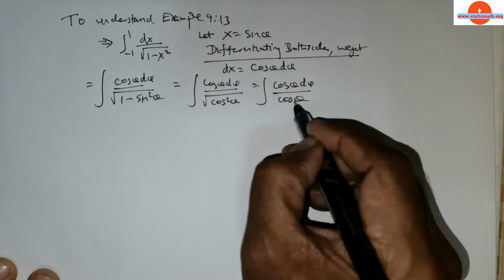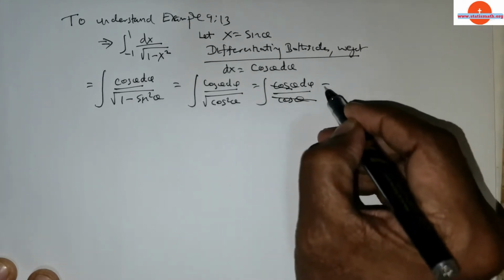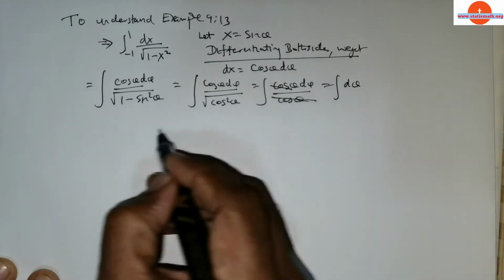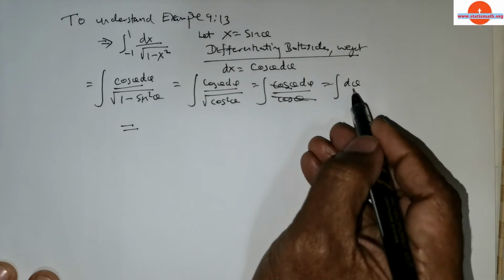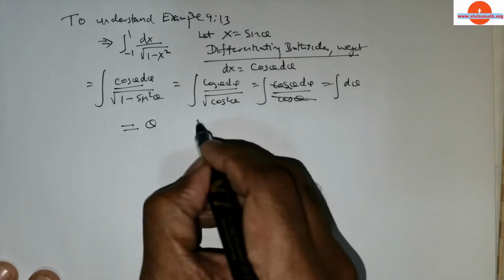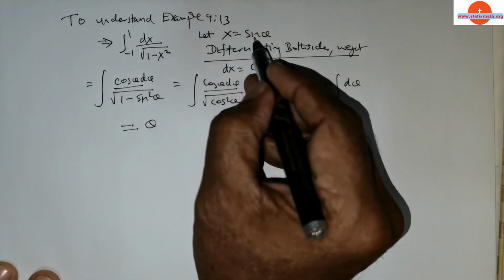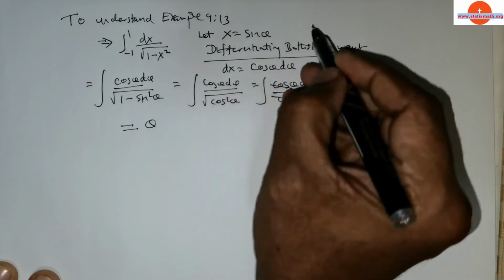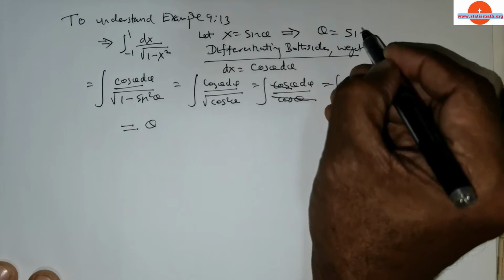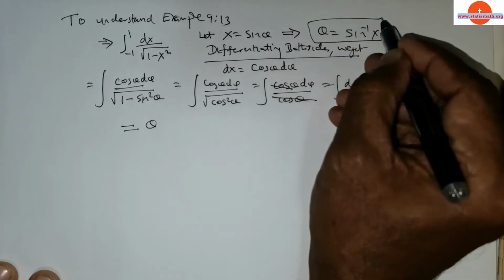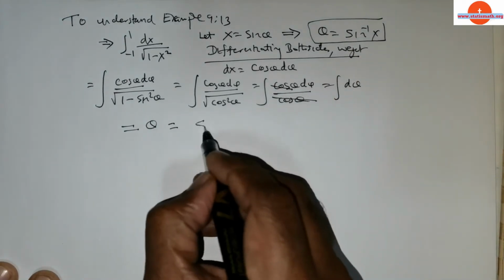would give me cos theta. So cos theta can be cancelled, giving me d theta. So this is equal to theta, but x is equal to sine theta. So from here, this means theta is going to be equal to sine inverse of x. You follow me? So this is going to be equal to sine inverse of x.